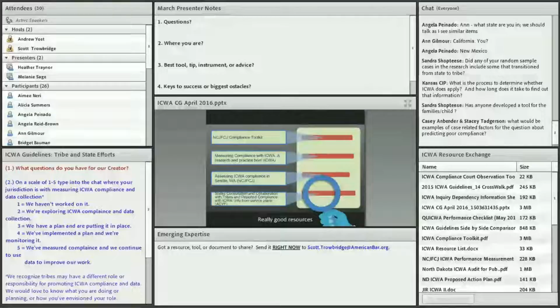And I moved the screen around, but it looks like more than it is. In the upper right-hand corner is your chat. Bottom right-hand corner is the resource exchange. Bottom middle is Scott's email if you want to send us resources that have come up that you've thought of during Melanie's presentation. Bottom left are some questions that we'll address in a second. Just hold on to those for right now. We'll come back to those in a minute. Upper left is your attendees. And upper middle is where Scott and I will take some notes as we respond and work through those questions.